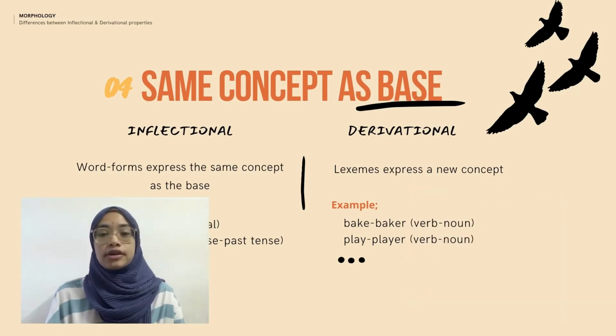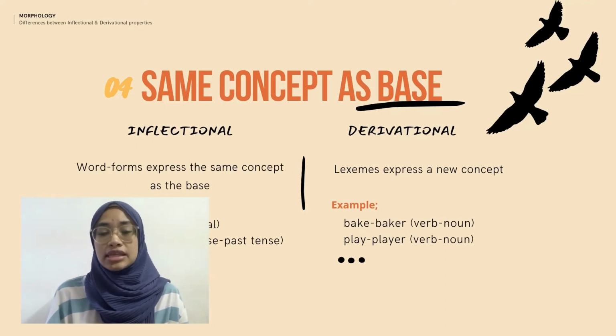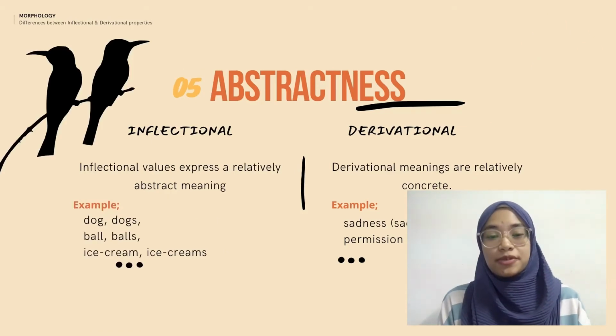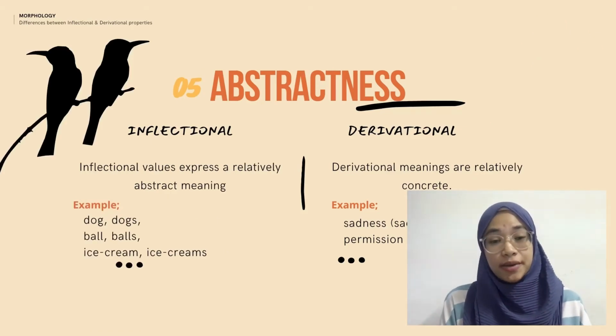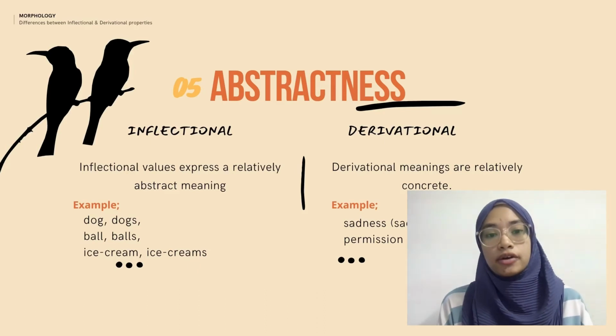And then for derivational examples, we have bake become baker. From verb, now it becomes a noun. So we can see it forms a new concept. And then we have play to player. Player is someone who plays. Now let's move to property number 5, abstractness. Inflectional values express a relatively abstract meaning, but derivational meanings are relatively concrete.